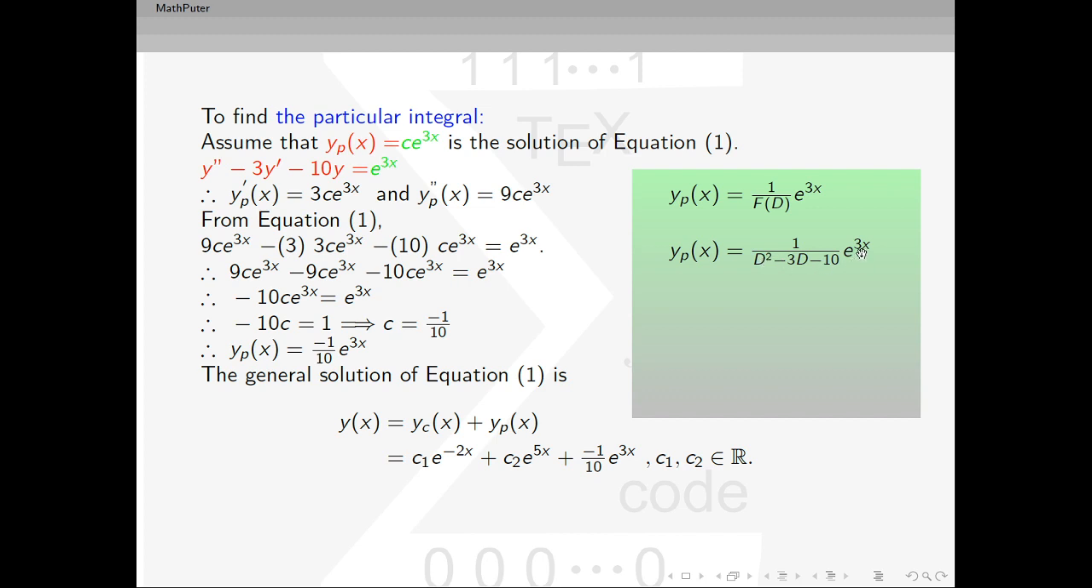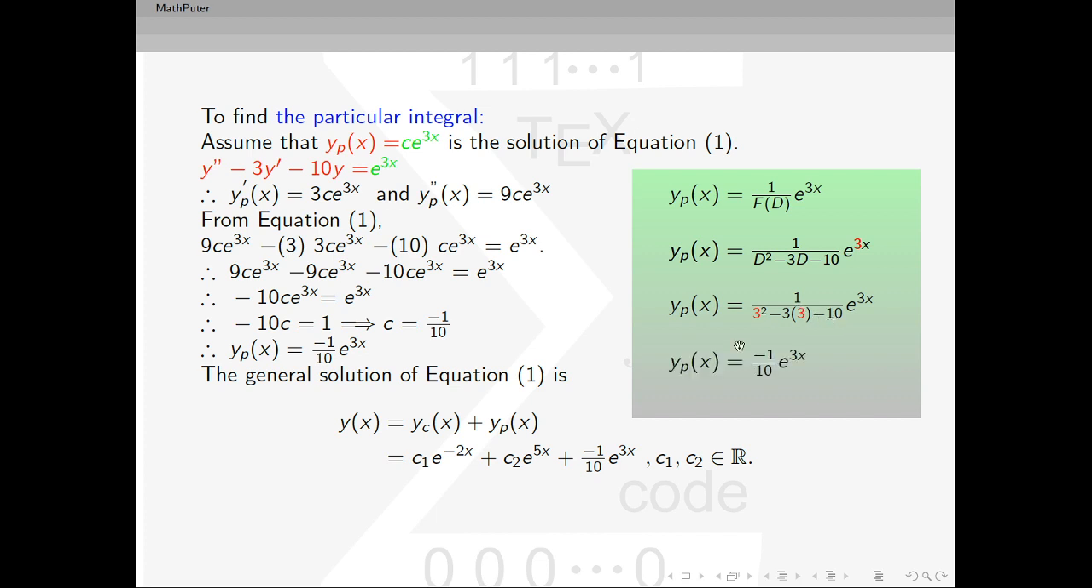Now what do we do? We substitute this 3. This 3 is the power of the exponential function. This is actually the right hand side, e raised to 3x. So we substitute this 3 in place of d. It becomes 1 upon (3 square minus 3 into 3 minus 10) into e raised to 3x. So this is 9 minus 9, which will cancel out.